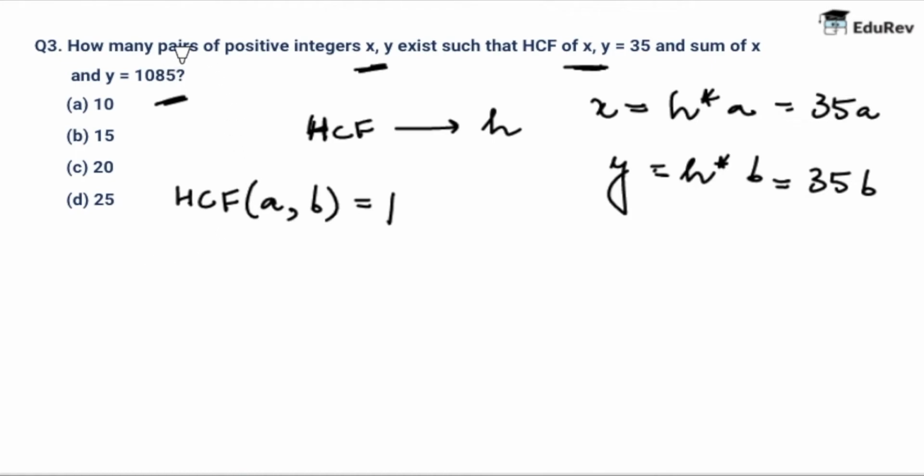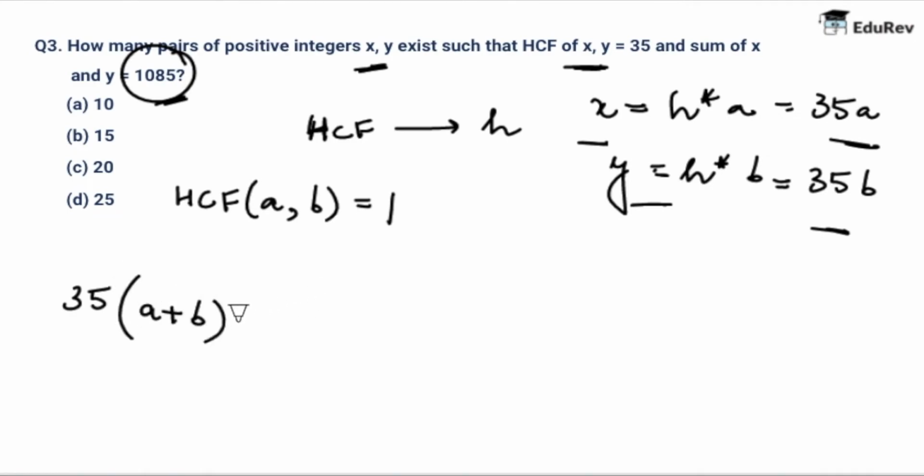So x plus y is 1085. This is 35 times (a plus b), because x was 35a and y was 35b, so 35 is common. So if I add x and y, it will be 35(a plus b), and this is equal to 1085. That is, a plus b is 31. Now we need to find a pair of co-prime integers that add up to 31.